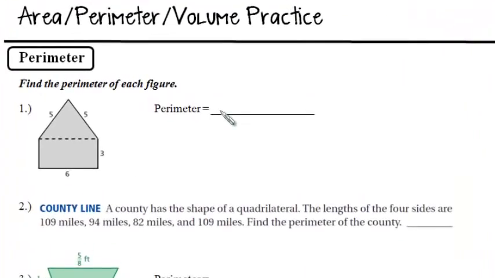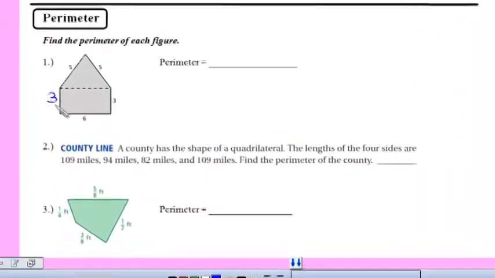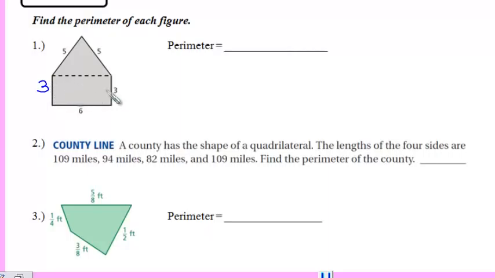So let's see how you did on your worksheet. Let's start off with number 1, finding the perimeter of the figure. Again, my idea is to start at the top of the figure and work your way around the outside. So I'm actually going to label this side of the figure. That would be a 3 because it's the opposite side of the rectangle and those are equal.